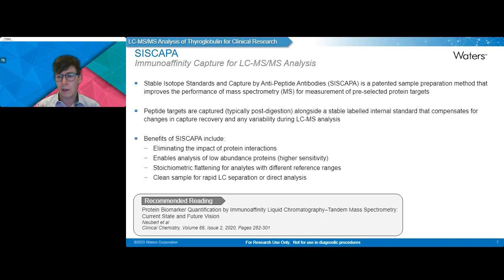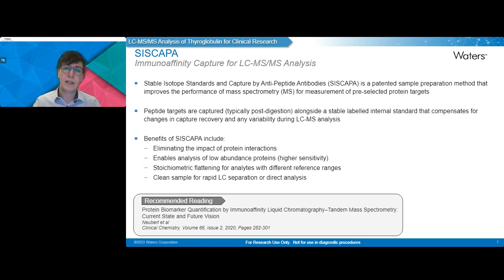So the peptide targets are captured typically post-digestion alongside a stable labeled internal standard. And this internal standard then compensates for changes in that capture, recovery, and any variability you do see in the LC-MS analysis. And benefits of SISCAPA do include eliminating the impact of those protein interactions, because you are performing that digestion effectively, chopping up all the different proteins to make smaller peptides and reduce the impact of those interactions that you would typically get on an intact basis.